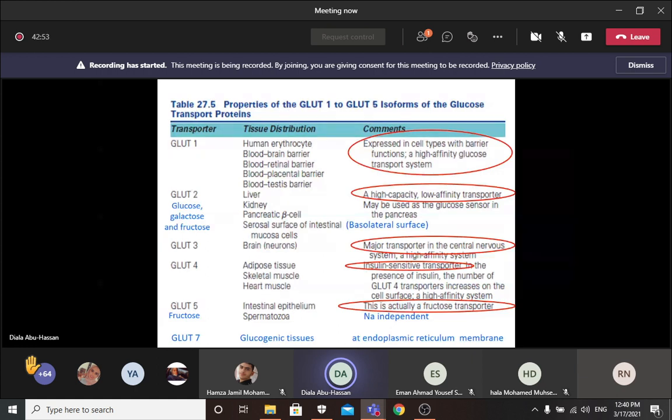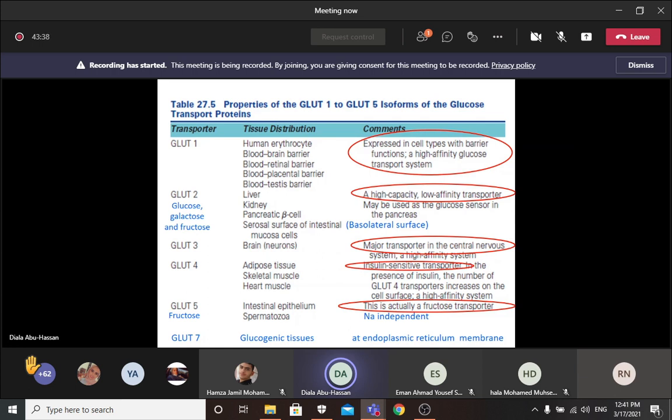Once you, for example, ingest a large amount of sugar or eat a meal, there would be secretion of insulin to take the glucose that was absorbed after digestion of that meal, increasing its uptake from the bloodstream and into the cells. So it is sensitive, and its expression is increased after insulin secretion is increased, meaning after a meal. The other one is GLUT number 5, and this one is important for the transport of fructose.